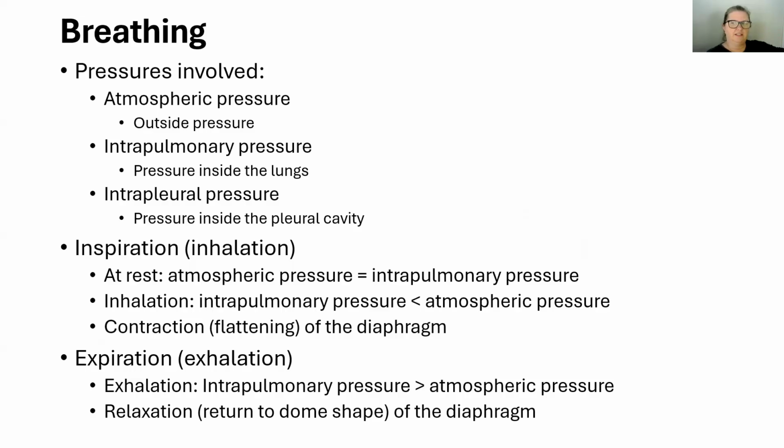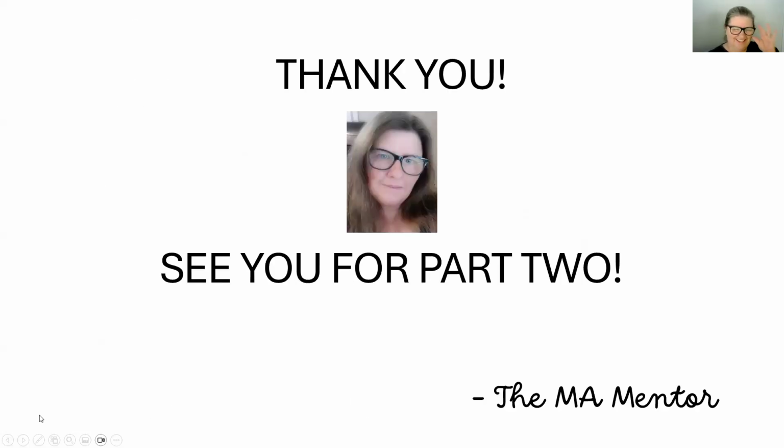So in inhalation, intrapulmonary pressure is less than atmospheric. It allows the air to rush in. The diaphragm flattens. On exhalation, the pressures switch and the intrapulmonary pressure now becomes greater than the atmospheric pressure, allowing the air to be forced out of the lungs, or exhaled, and the diaphragm then returns back to its dome shape in a state of relaxation. All right, so that is the anatomy section of the respiratory system.